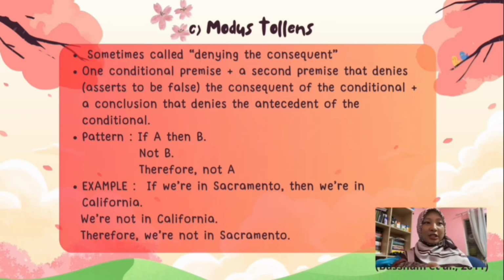Next, modus tollens. Modus tollens, also called denying the consequence. It includes one conditional premise, a second premise that denies the consequence of the conditional, and a conclusion that denies the antecedent of the conditional. The pattern is if A then B, not B, therefore not A. For example, if we are in Sacramento, then we are in California. We are not in California, therefore we are not in Sacramento.